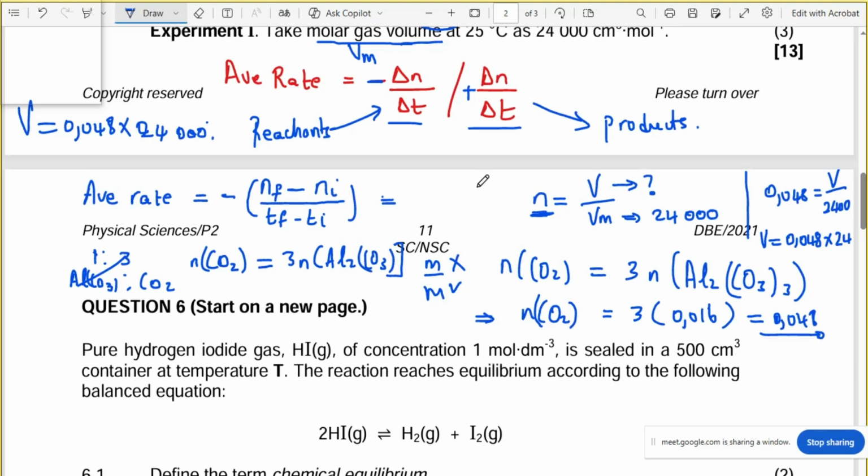What did you get when you multiply 0.048 times 24,000? 1152. One thing I need you to note is that this 1152 is in centimeter cube. You can write it in decimeter cube by dividing by 1,000, which will be 1.152 decimeter cube, or you can just leave it like that. Do you guys have any question on that? No, sir.